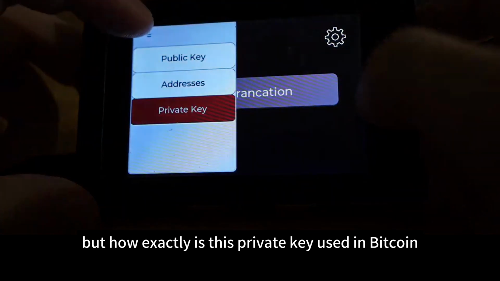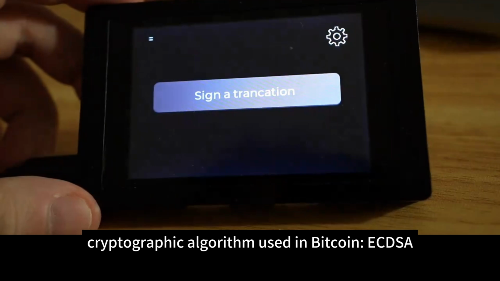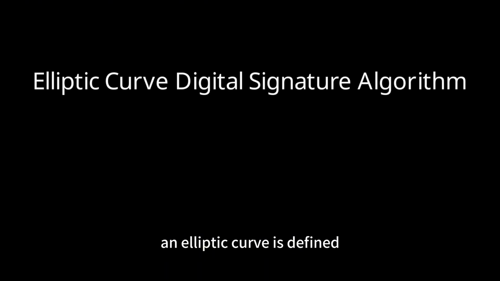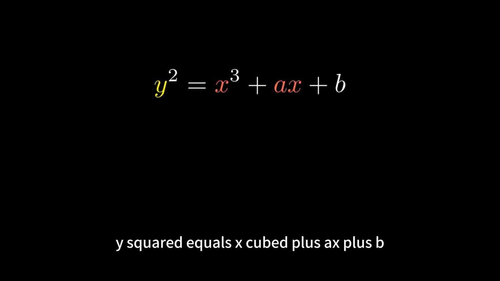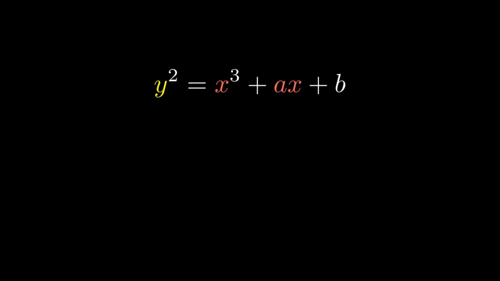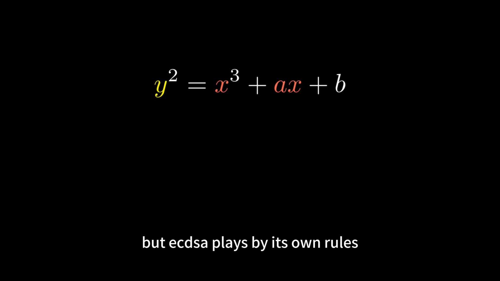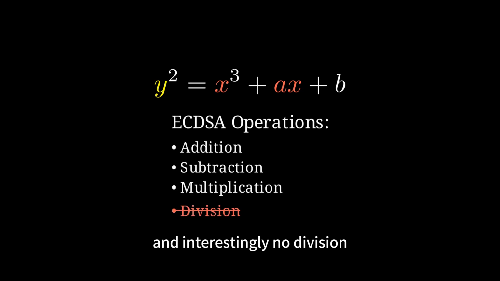But how exactly is this private key used in Bitcoin? This leads us to the cryptographic algorithm used in Bitcoin, ECDSA. ECDSA stands for Elliptic Curve Digital Signature Algorithm. An elliptic curve is defined by an equation that looks something like this: y squared equals x cubed plus ax plus b. In regular math, we all know that 1 plus 1 equals 2. But ECDSA plays by its own rules. It has unique definitions for addition, subtraction, and multiplication, and interestingly, no division.